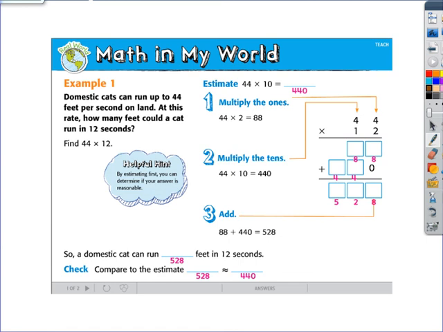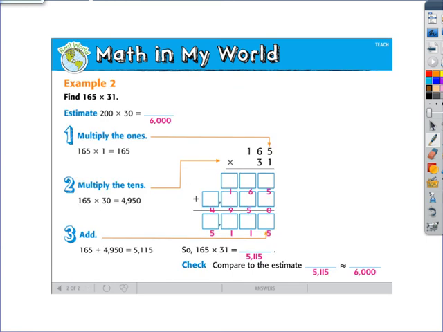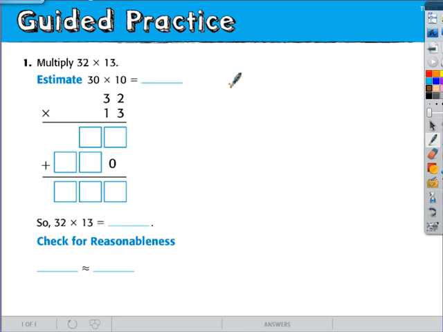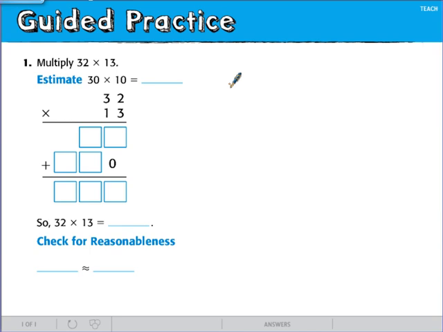Now, here's our guided practice. This is what your homework is going to look like tonight. Okay? Or your classwork. So first thing we have to do is estimate. So 30 times 10. How many zeros do I have? 2 zeros. What's left? 1 and 3. And 1 times 3 is? 3. Now if we look, we rounded 32 to 30. Which direction did we go? Down. 13 to 10. Which direction did we go? So this is going to be what? Less. It's going to be less than. We rounded both the numbers down.